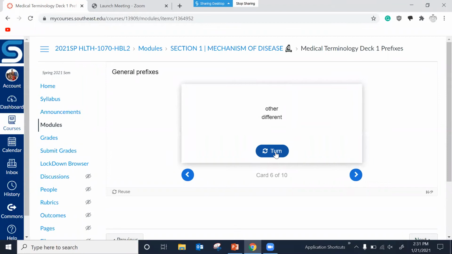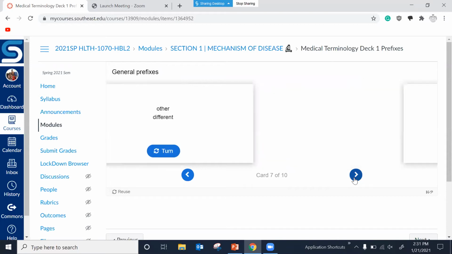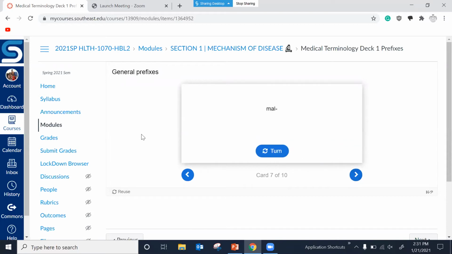Hetero means other, different, kind of like medical terminology. There's at least one question that is a select all that apply. So you might have 5 answers and you have to select a couple of the answers that are correct. 90% of the questions are just multiple choice though.